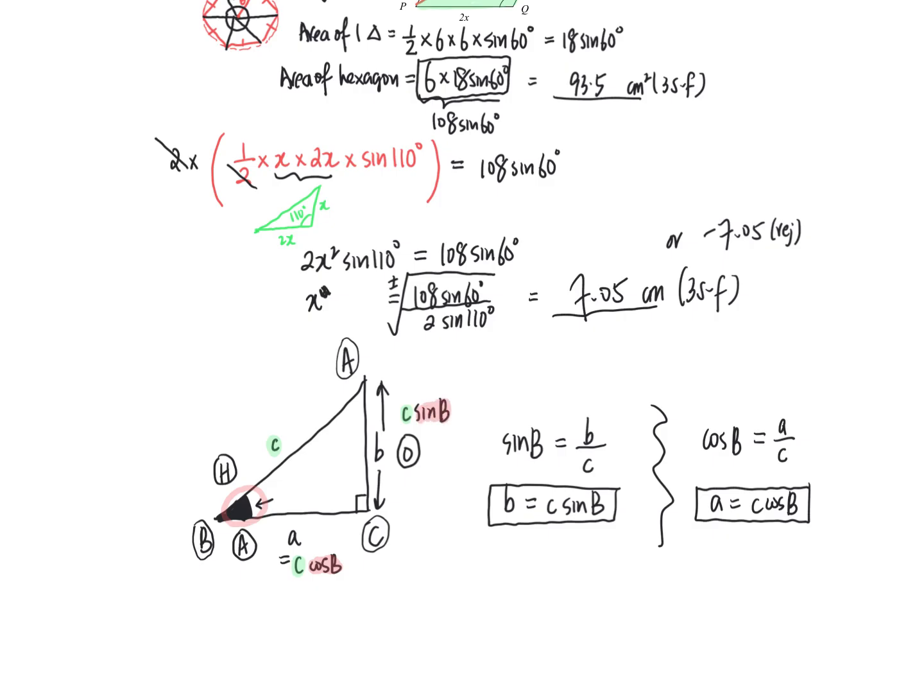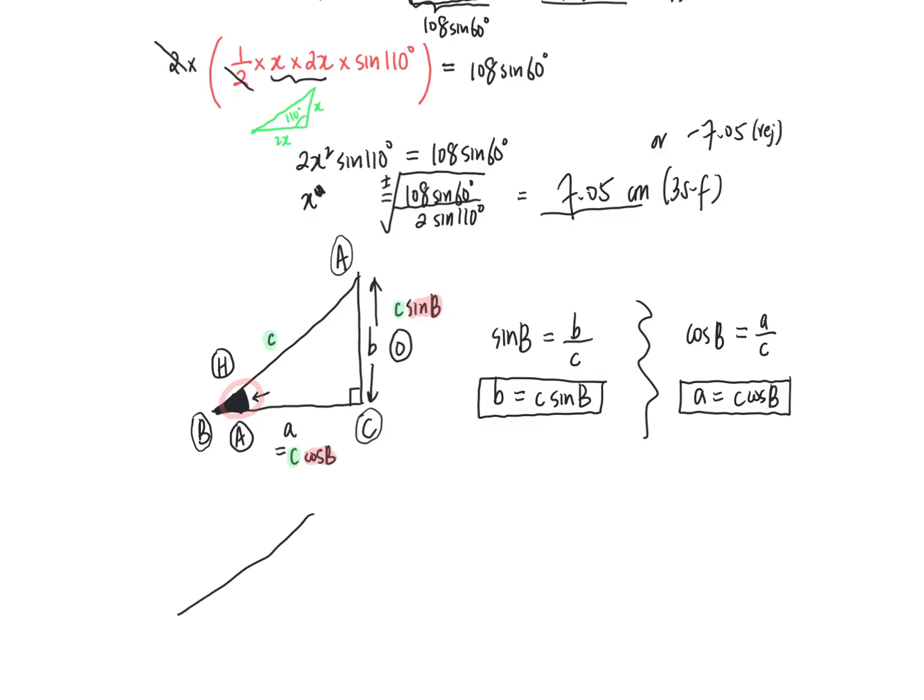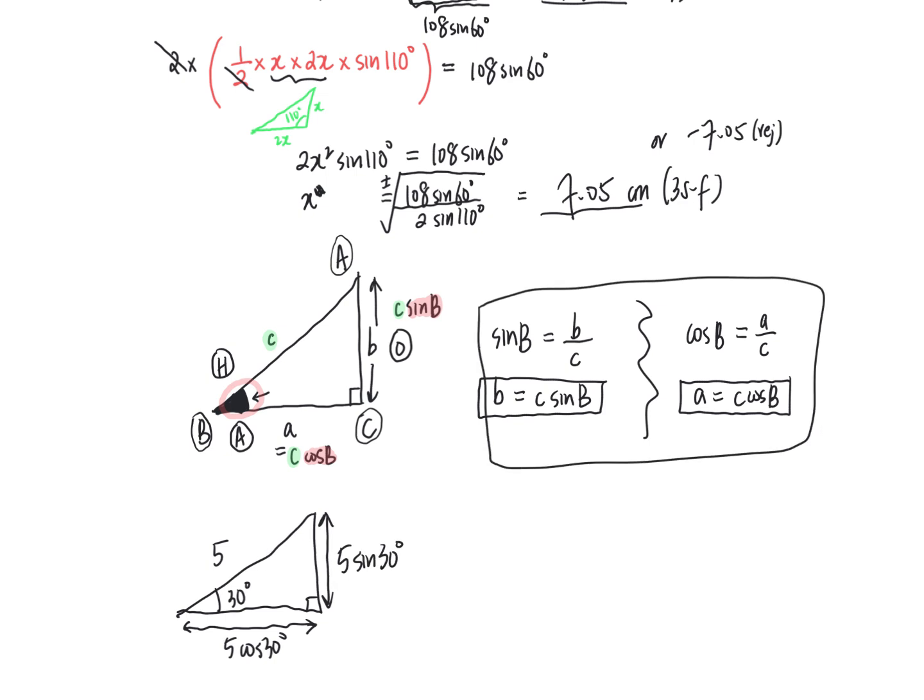So I give you an example. If I give you a right angle triangle and I tell you the hypotenuse is 5, and I give you this angle to be 30 degrees, can you very quickly tell me the base of this triangle? 5 cosine 30 degrees. What is the height of this triangle? 5 sine 30 degrees. Then you don't have to go through SOH CAH TOA. You can just give me the answer directly. So this is a very quick shortcut that you can use.